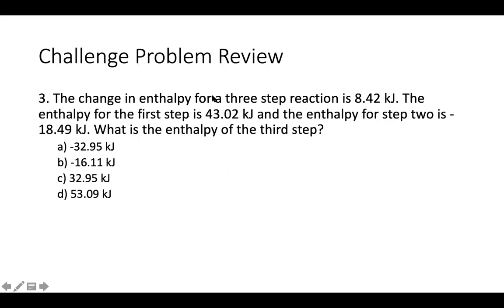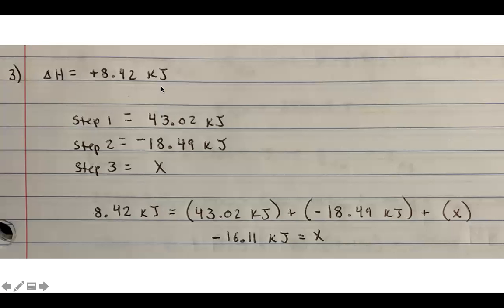What we learned from Hess's law is that the enthalpy change for an overall reaction, given as 8.42 kilojoules, will be equal to the sum of the enthalpies from each individual reaction. So 8.42 kilojoules would be equal to 43.02 kilojoules, the enthalpy of our first step, plus negative 18.49 kilojoules, the enthalpy from our second step, plus some unknown enthalpy of our third step. The overall delta H is positive 8.42, and I just wrote our known step 1 as 43 kilojoules and step 2 as negative 18. All I do is solve for x, which is the enthalpy change of our third step.